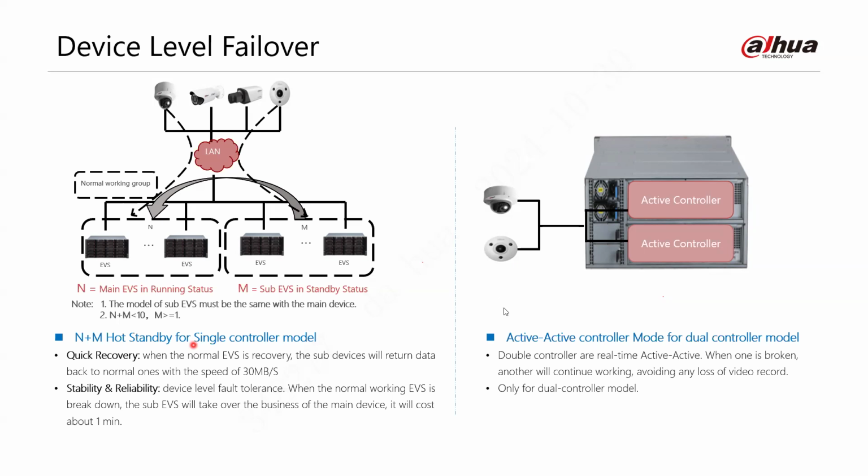Then we have the active control mode for dual controller. In this case, you can see we have an active controller and another active controller. We have dual power supplies and dual fans as well. So the double controllers are real-time active. When one is broken, the other will continue working, avoiding any loss of video record. So this is only for the dual controller model. The single controller model is not applicable, because if one controller fails, the system is simply going to malfunction. But for the dual controllers, it's going to be effective enough for the failover functions.